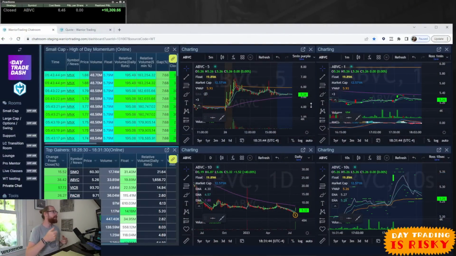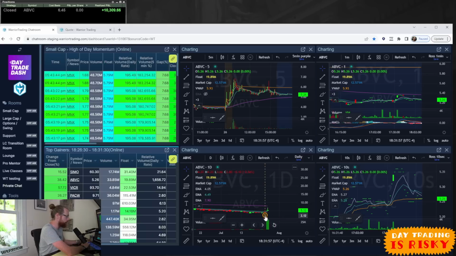So in the case of ABVC, let's talk about why I traded it, what I liked about it, and of course, my entries and my exits. So first, we can set the stage. This is a stock that had a recent reverse split. You can see the S on the chart right here.